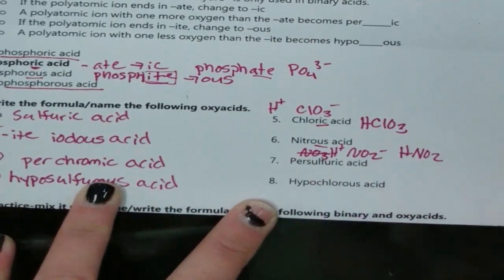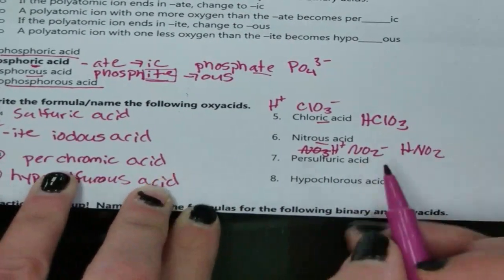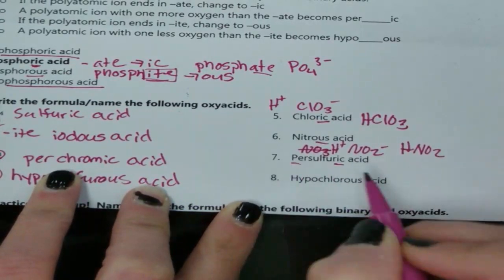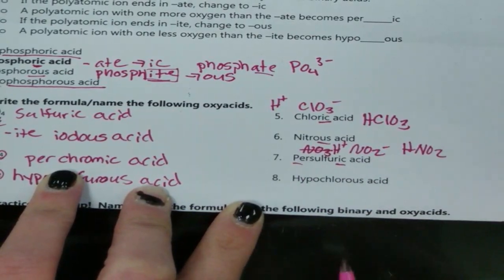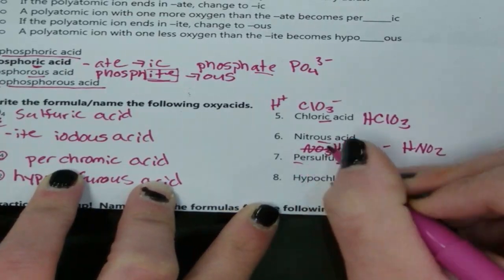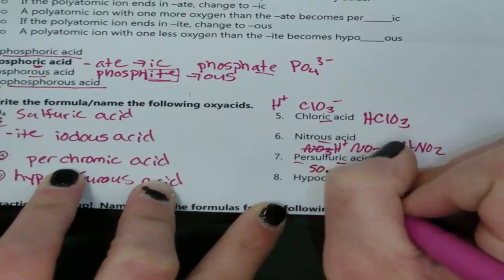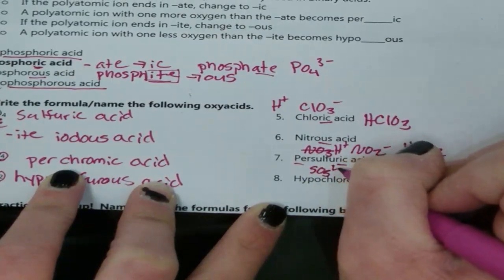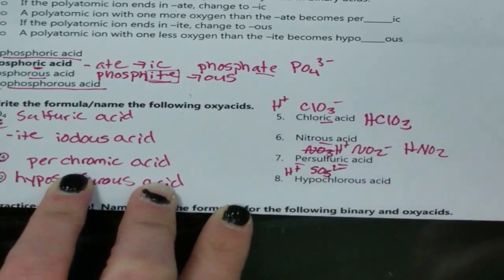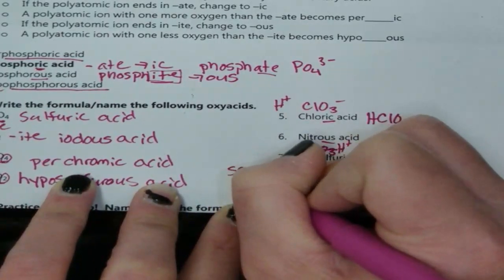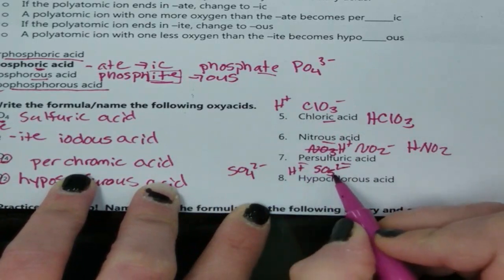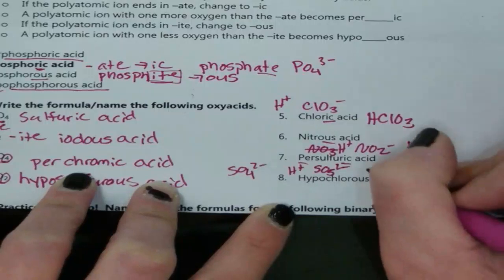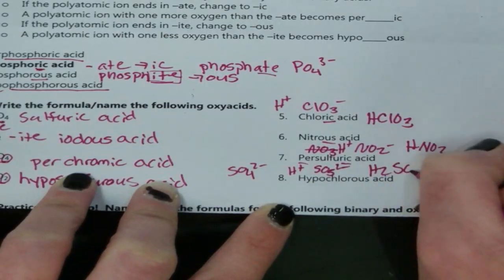All right, persulfuric acid. -ic and per. So the -ic would be sulfate, but I have a per. So instead of being sulfate, SO4, it is going to be SO5 2 minus. Because remember, sulfate is SO4 2 minus. So the per tells me I have one additional oxygen, SO5. So when I swap and drop, I get H2SO5.